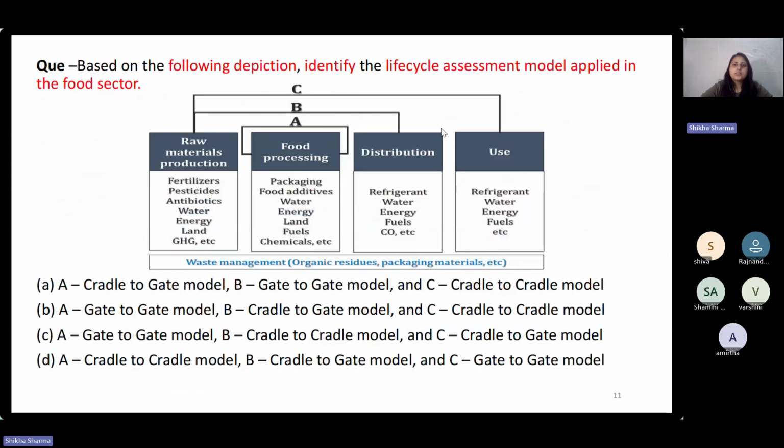Okay, let's discuss this question now. Based on the following depiction, identify the life cycle assessment model applied in the food sector. This is the raw material production, then food processing, then distribution, and then use. So we need to tell which model of LCA is applying in A, B, and C.